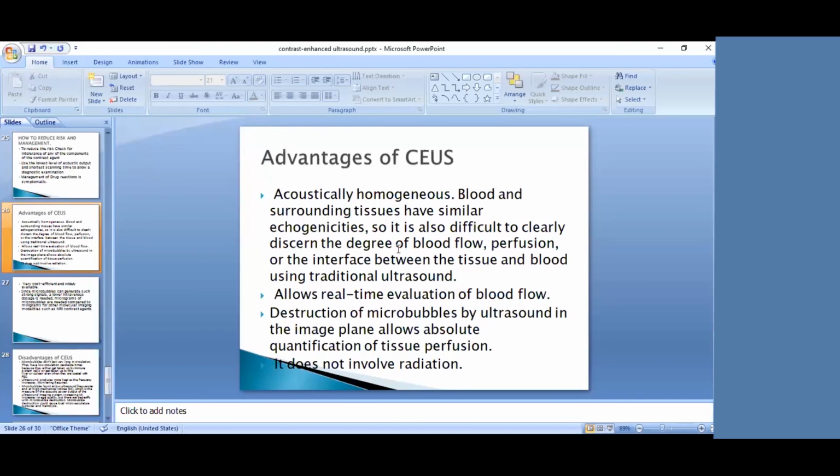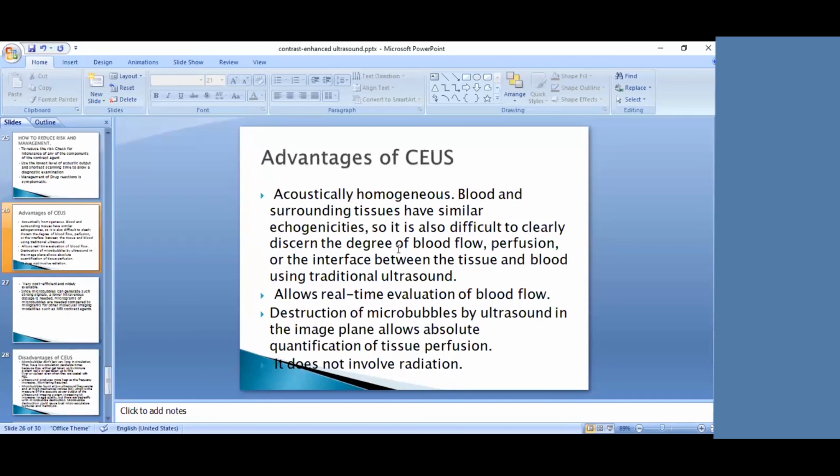With conventional ultrasound, while in contrast enhanced ultrasound, since it depends on the level of perfusion, we know there is hyper enhanced, iso, and hypo enhanced. It allows real-time evaluation of blood flow. You can see in front of you whether this organ is hyperperfused, less perfused, or isoperfused. Destruction of microbubbles by ultrasound in the image plane allows absolute quantification of tissue perfusion. We can see the amount of tissue perfusion of the organ.